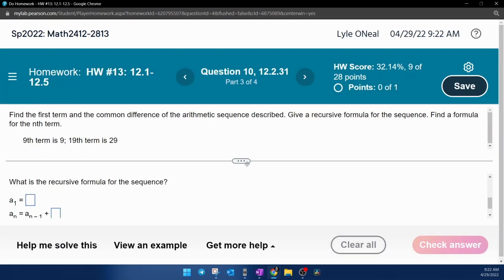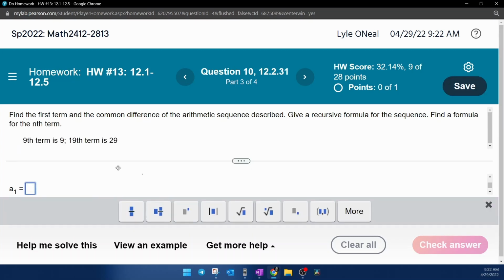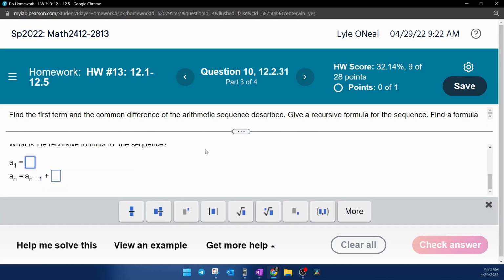Bam. And then look what it wants. It says, what is the recursive formula for the sequence? So a sub 1 is, well, we already calculated that. A sub 1, that's just repeated input, -7. But then we need the recursive formula.